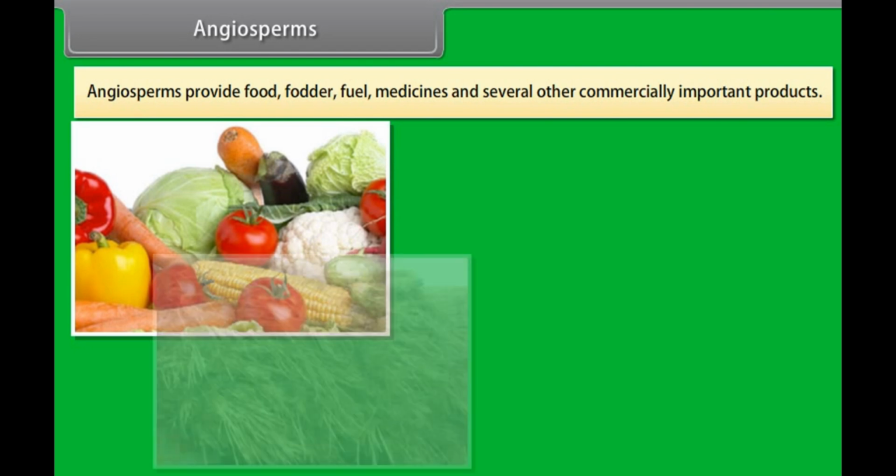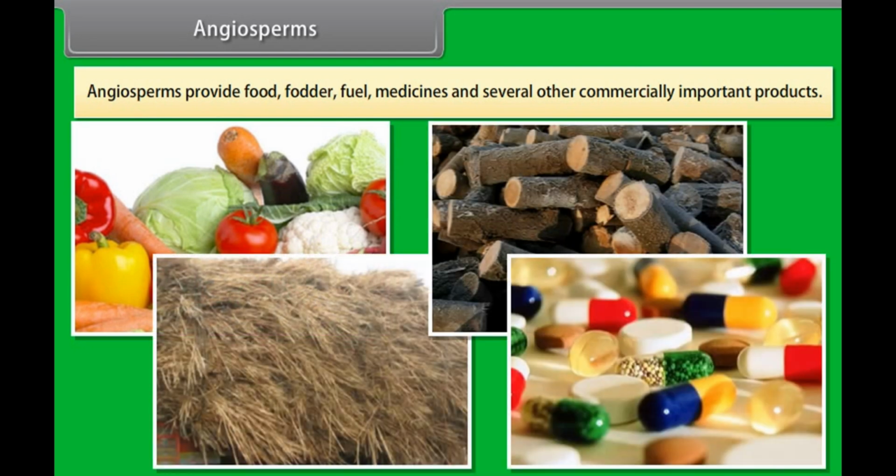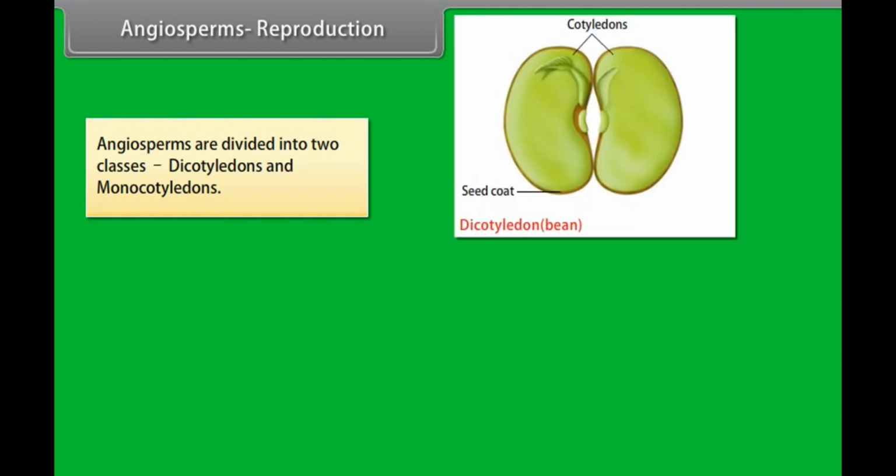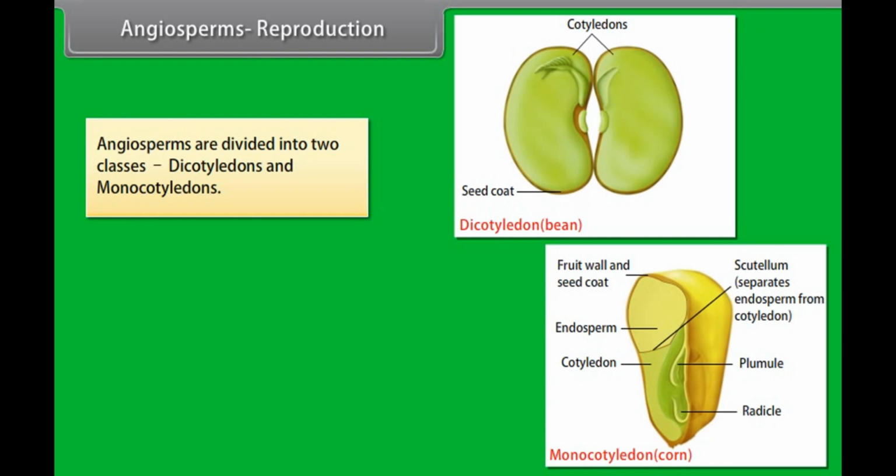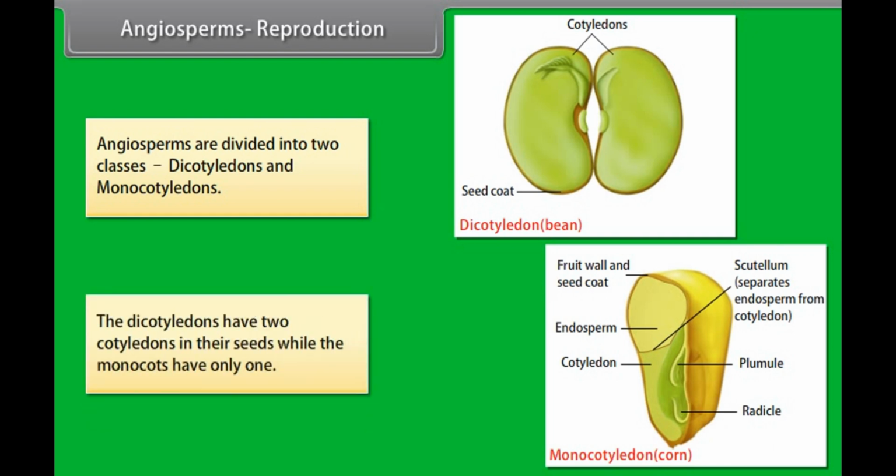Angiosperms provide food, fodder, fuel, medicines, and several other commercially important products. Angiosperms: Reproduction. Angiosperms are divided into 2 classes: dicotyledons and monocotyledons. The dicotyledons have 2 cotyledons in their seeds, while the monocots have only 1.